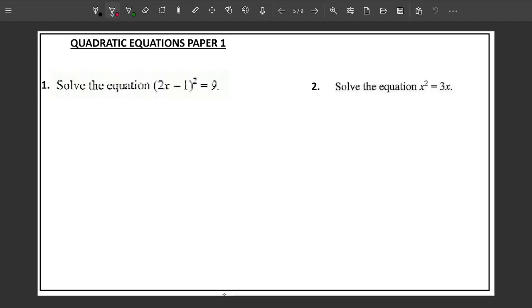In today's mathematics lesson, we will be dealing with quadratic equations that are found in paper 1. Okay, so these are quadratic equations that are found in paper 1.